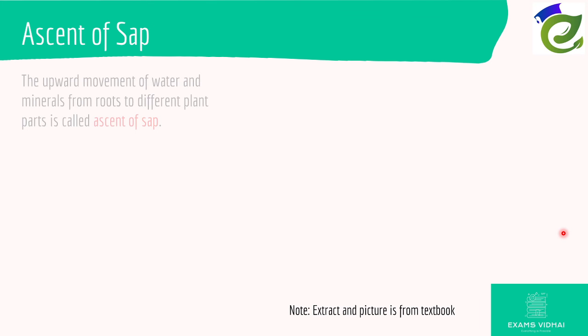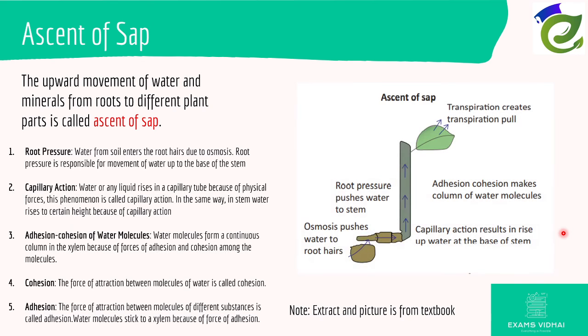Ascent of sap. Ascent of sap is just the upward movement of water and minerals from roots to different parts of the plant, and this is called the ascent of sap. This is more or less the translocation of water. Translocation is mainly related to food, but in some cases to water. But here ascent of sap is mainly related to water and minerals dissolved in water.